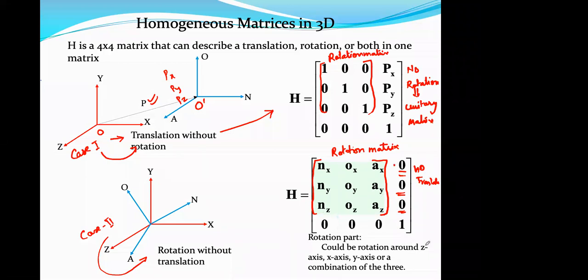Rotation part could be rotation around z axis, x axis, y axis or a combination of the three. Yes, ये rotation जो है ये या तो x axis में rotate कर सकती है, y axis में rotate कर सकती है और z axis में rotate कर सकती है. Yeah, this can be having a rotation Rx, it can have a rotation in y axis, it can have a rotation in z axis or it can have a Rxyz. तीनों axis में rotation कर रहा है. So that can be represented.